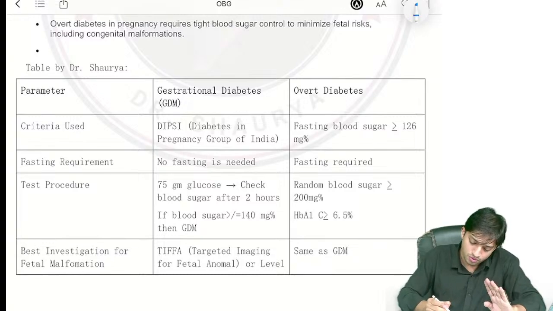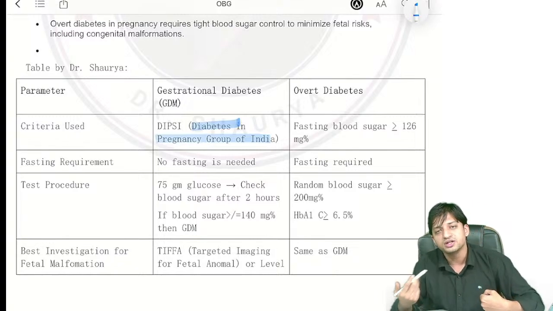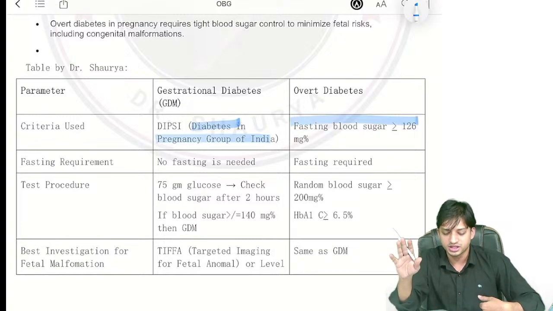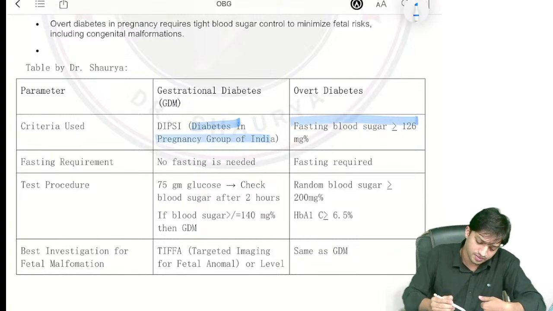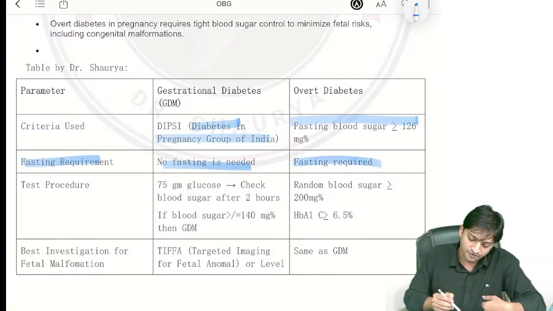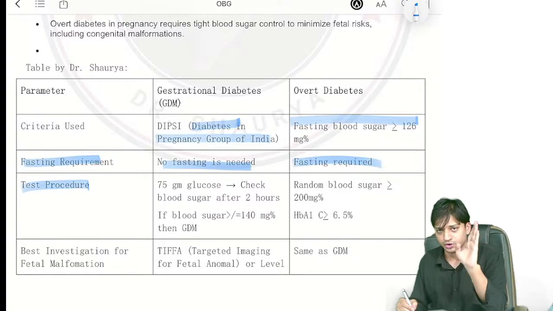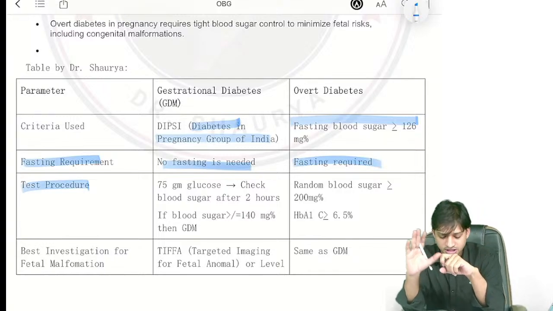Simple parameter, you know, diabetes in pregnancy study group criteria we use here, and overt diabetes is very simple, you already know. Medicine you have studied, pharma and patho you have studied. Whenever fasting blood glucose is more than 126 milligram percent, it is diabetes or overt diabetes, normal in every person. Now, fasting requirement: no fasting is needed in GDM. In overt diabetes fasting is required apart from the testing. So here, glucose challenge test you do, right? Very frequently done in gestational diabetes mellitus.